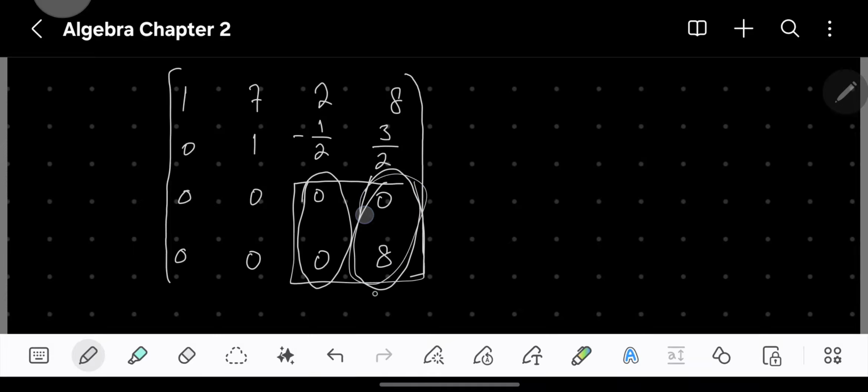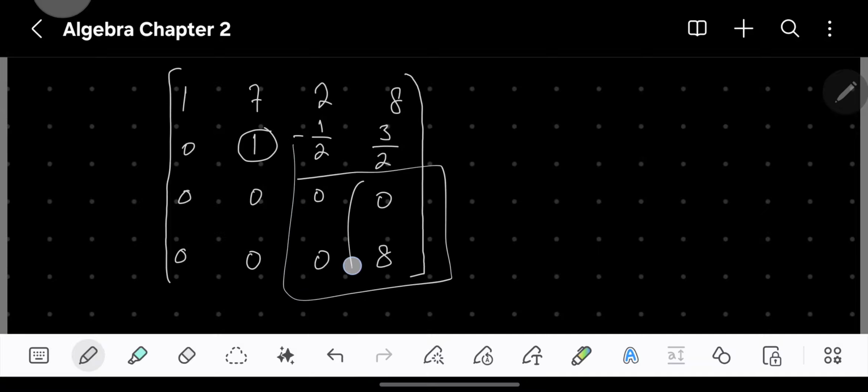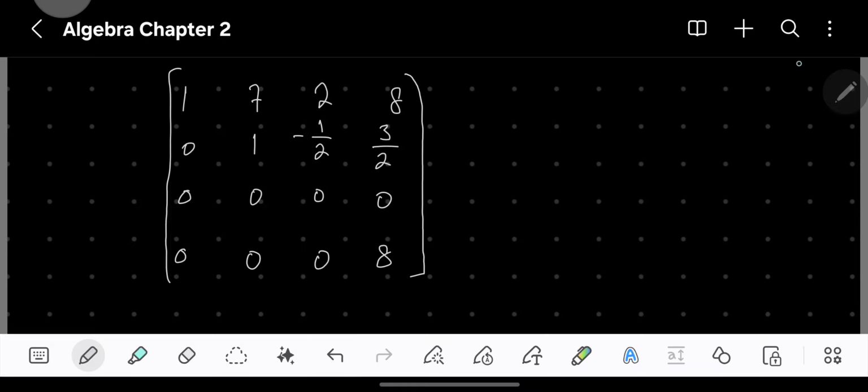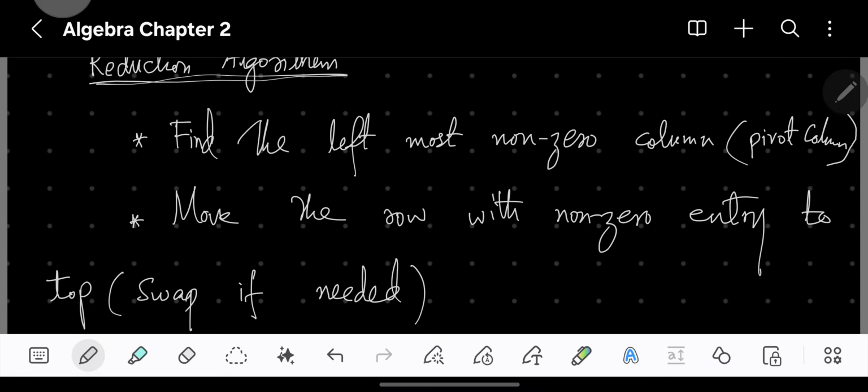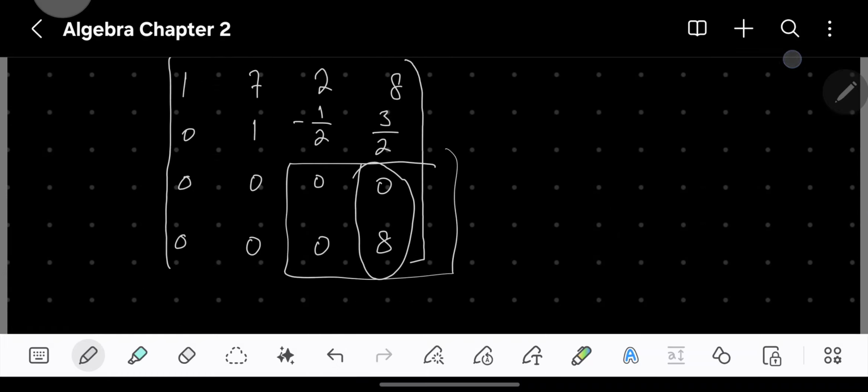Of course, this one, right? So, I will be working with this column, not this column, okay? Because this is my submatrix and this is the leftmost non-zero column. Okay. The next step is move the row with non-zero entry to the top.